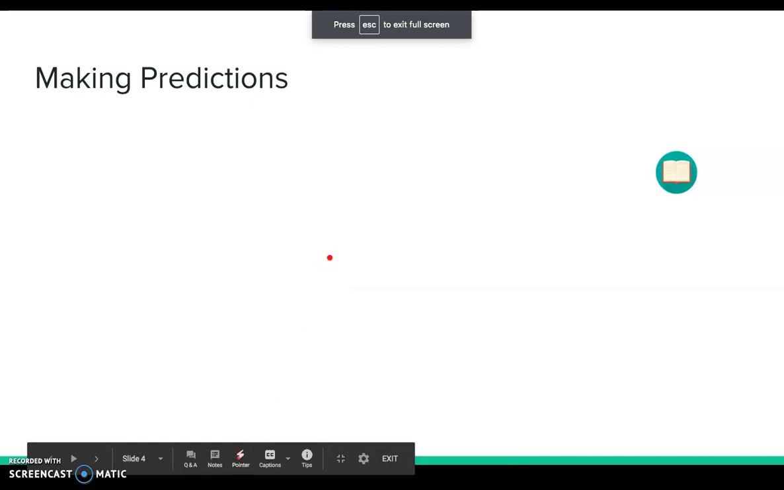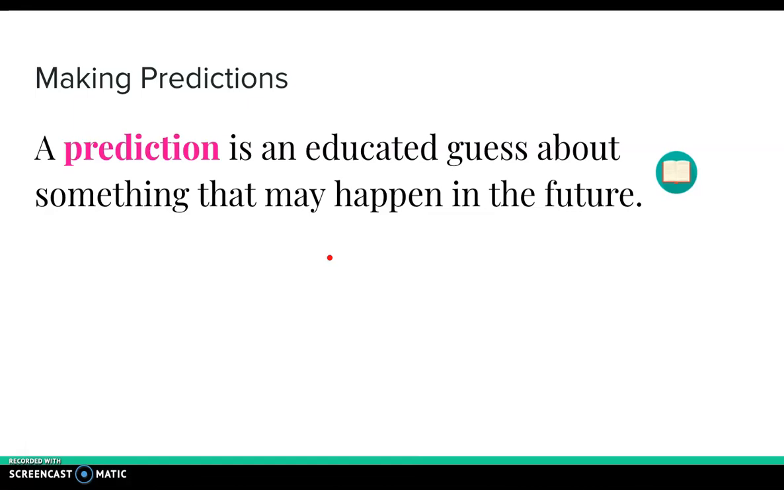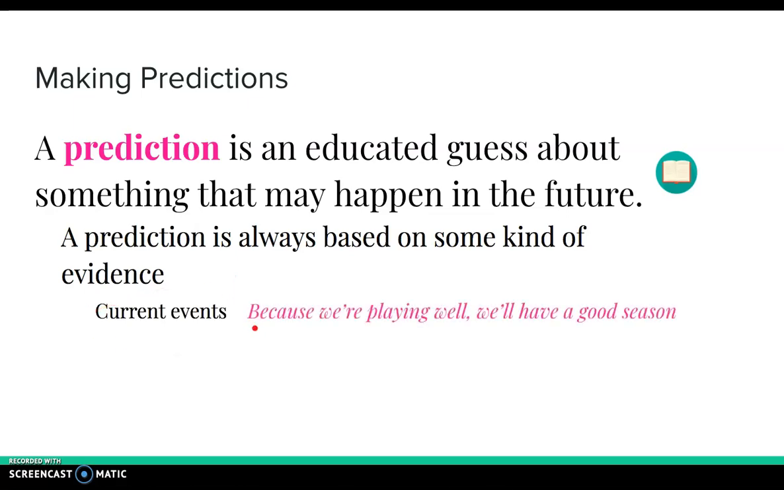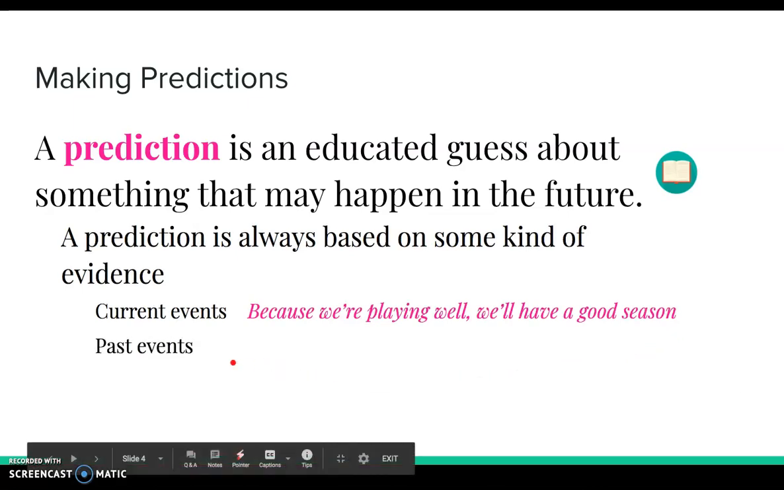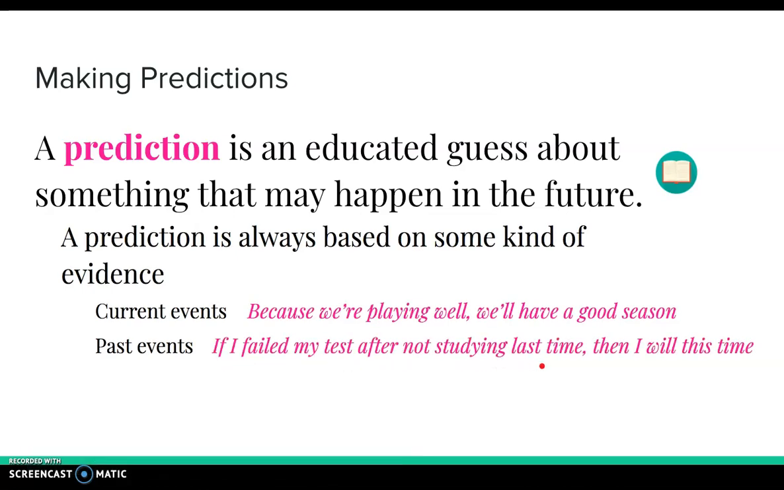So, a prediction: an educated guess about something that may happen in the future. A prediction is always going to be based off of some kind of evidence. Maybe it's based off of current events. You could say, because we've been playing well, we'll have a good season, in whatever sport you're playing. That's a good prediction that you could make based off what has been happening. Maybe it's based on far past events. If I failed my test after not studying last time, then I will fail this time. That's a prediction you could make based on history.